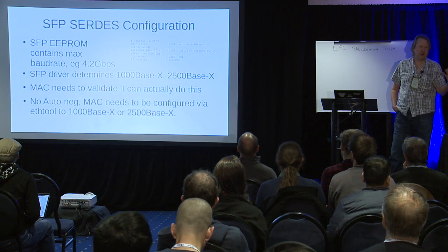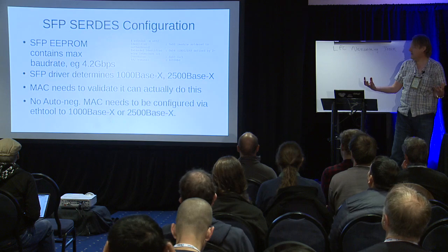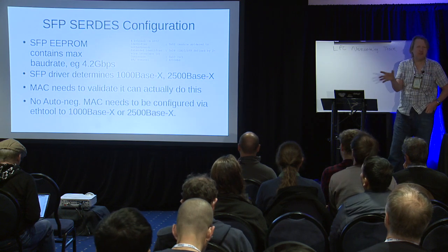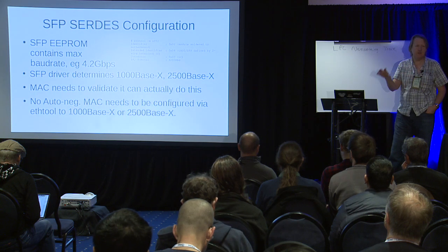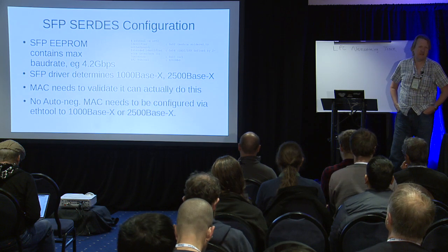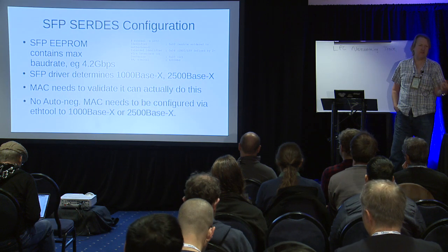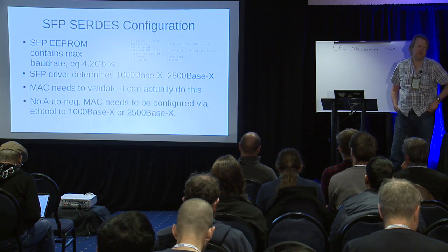Because what can the Mac do? What can the SFP do? The two have got to decide, right, I'm going to do this. So there needs to be some sort of negotiation between the Mac and the PHY. And that doesn't normally exist with 1 gig. You've got a 1 gig Mac, you've got a 1 gig PHY, they talk to each other, everybody's happy.